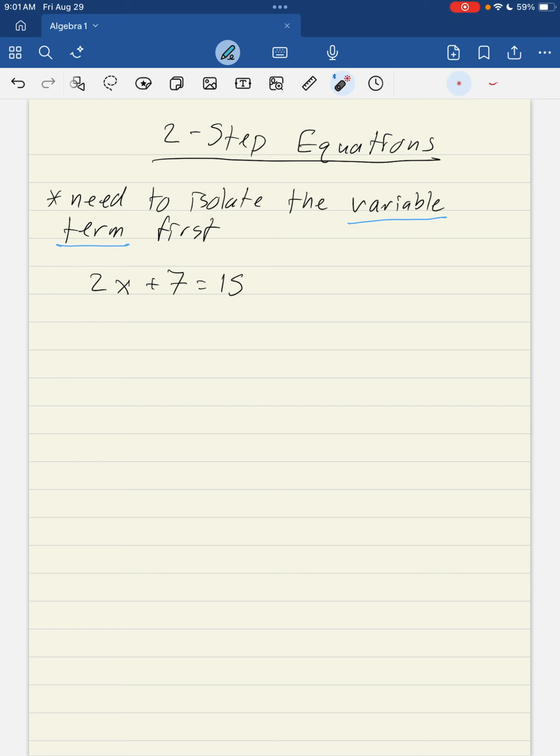What we have to understand with two-step equations is there's going to usually be a variable term. A variable term is right here. It's when you have a variable being multiplied or divided by something. In this case, it's a 2, or multiplying by 2. We need to get this guy by itself first in order to continue to solve the problem. So this guy, our variable term, we're going to just write that. This is our variable term.